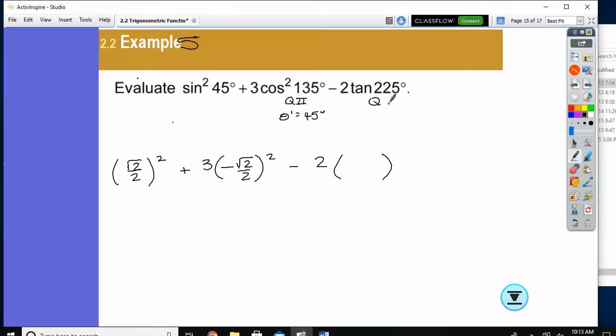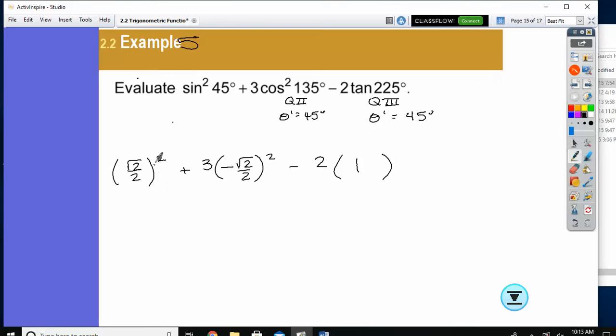What quadrant is 225 in? Three. Reference angle. In third quadrant, you do 225 minus 180. No, 45. In the third quadrant, is tangent positive or negative? Positive. Tangent of 45 would be the square root of 2 over the square root of 2, which is just a 1.